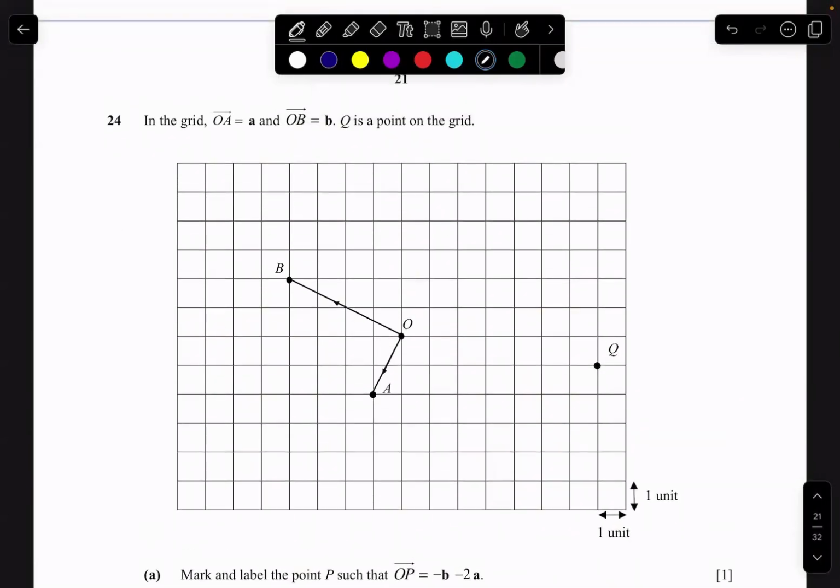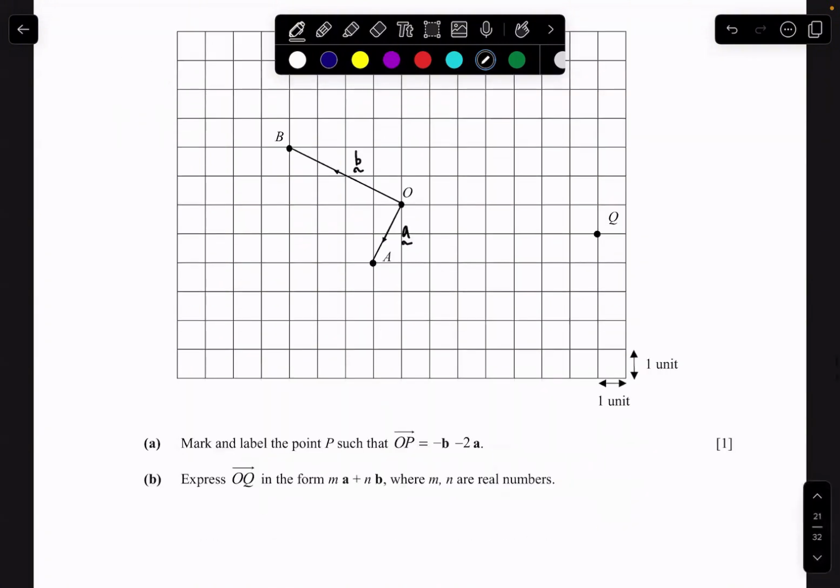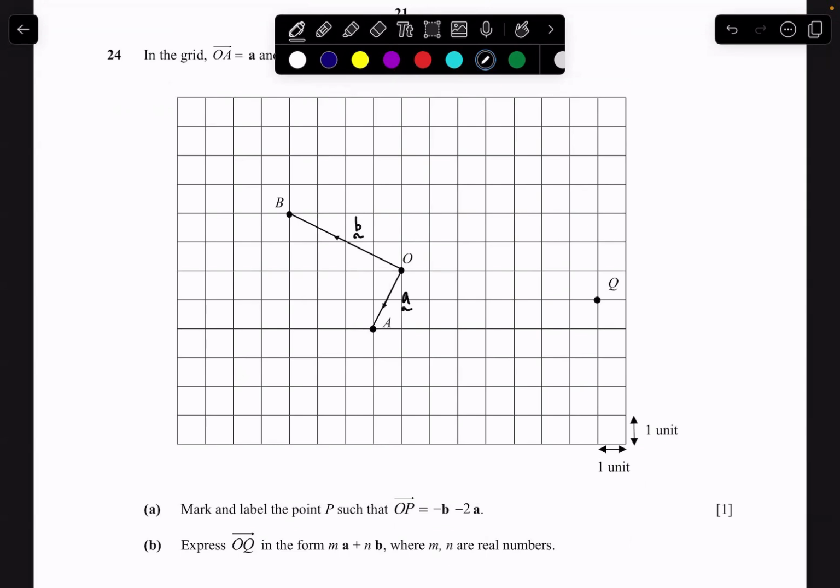Question 24. In the grid, OA is equal to vector A, OB is equal to vector B, and Q is a point on the grid. Mark and label P such that OP is equal to negative B minus 2A.